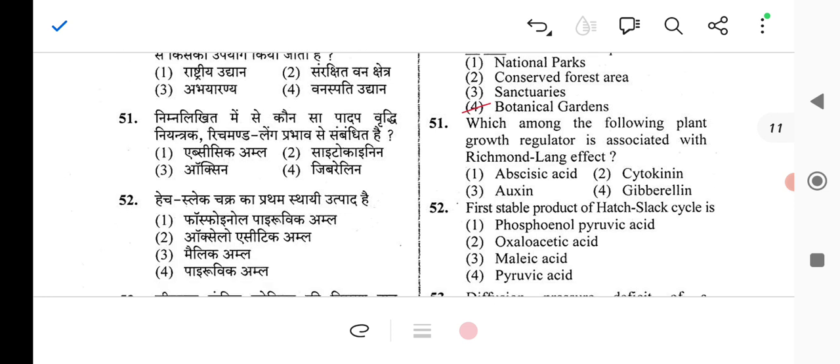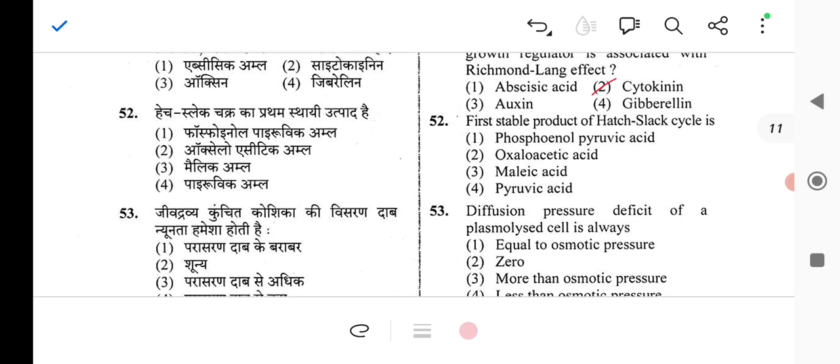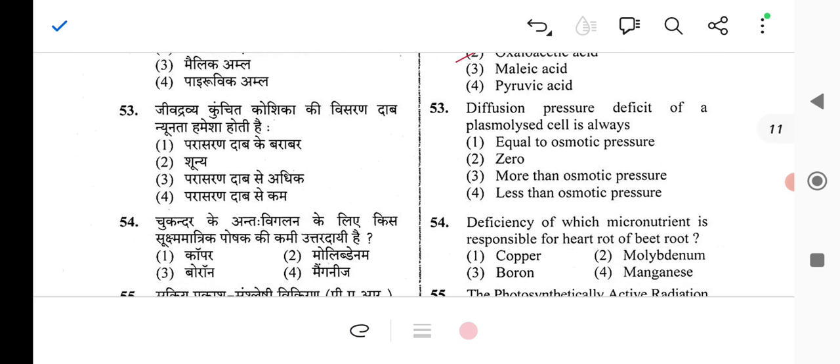Next is, which of the following plant growth regulator is associated with Richmond-Lang effect? It is cytokinin. Next is, first stable product of Hatch and Slack cycle. The first stable product of Hatch and Slack cycle, which is C4 cycle, is oxaloacetic acid. Next is, diffusion pressure deficit of a plasmolysed cell. When it is plasmolysed cell, there is no pressure built up, so it is equal to osmotic pressure. Next is, deficiency of which micronutrient is responsible for heart rot of beet? So it is boron.